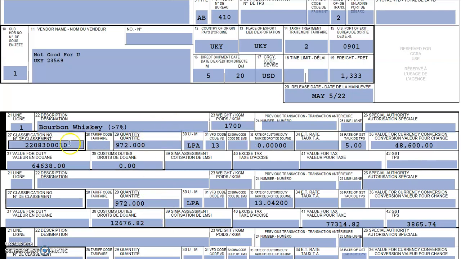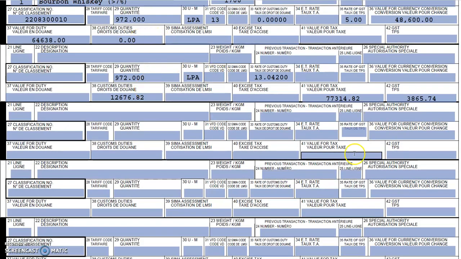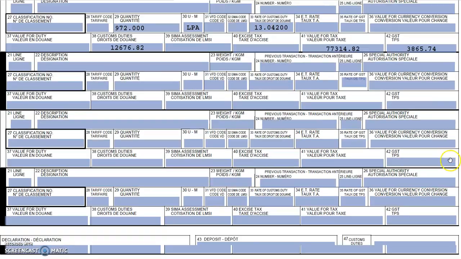Okay? So every line of liquor you have, you need to do 2 lines. Every HS number, you have to do 2 lines. One for the customs duties, and then you stop, and then you start again for the excise duties. So, the customs duties we'll put down here. We add together this customs duties plus the excise duty. There's no field for excise duty, so we use the customs duties field for both: 12,676.82. Don't forget to put 0 in those fields. The GST is 3865.74.